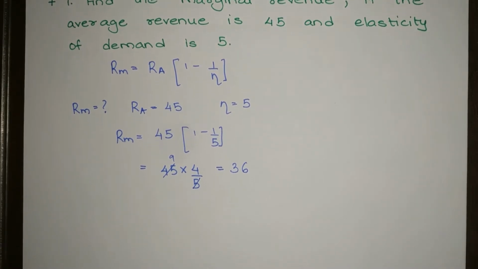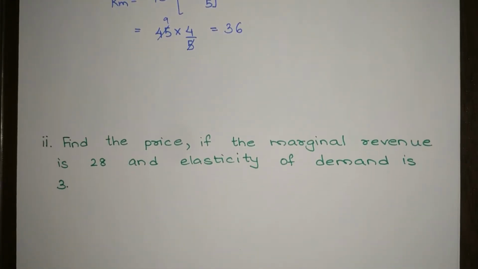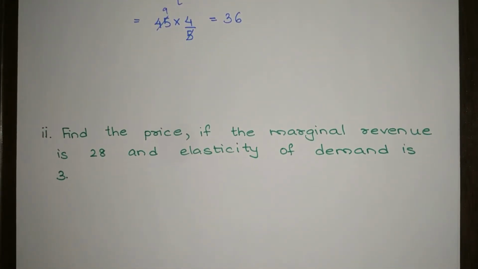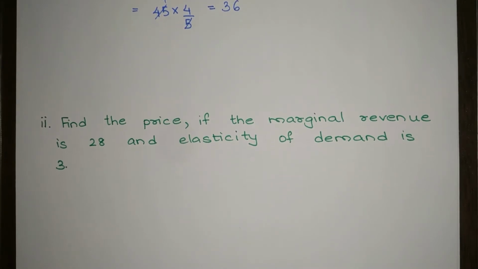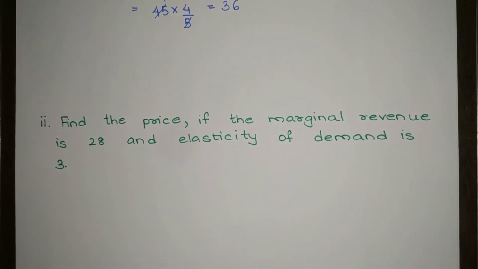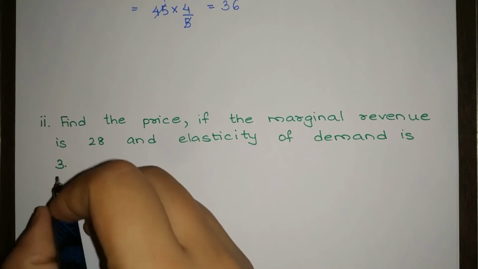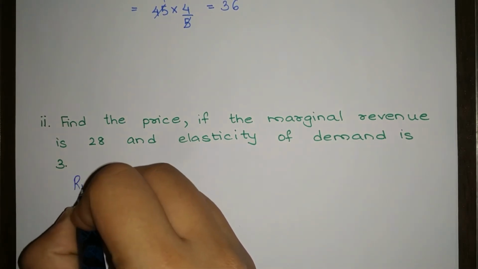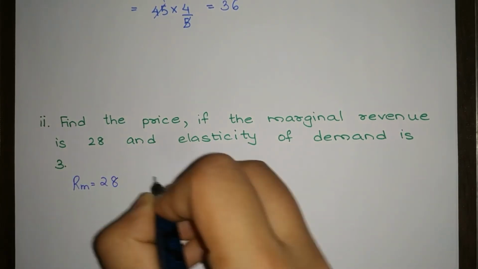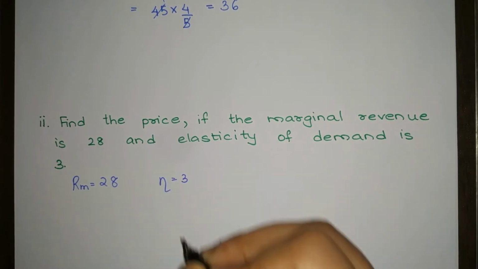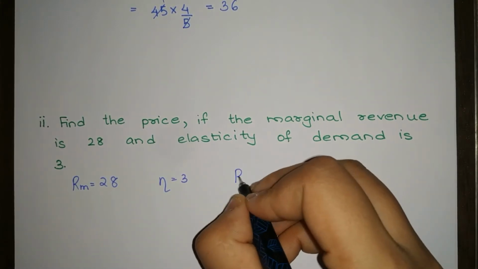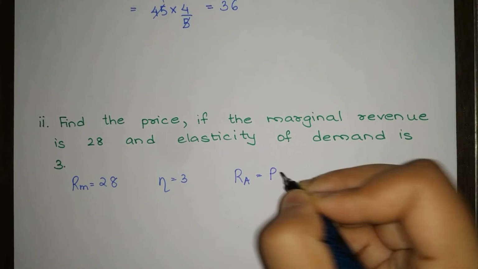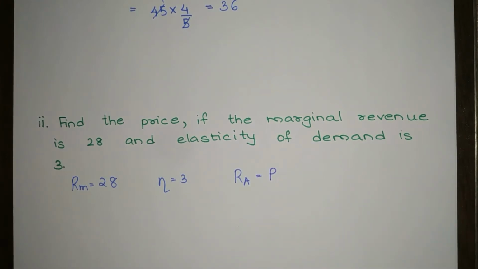Let us do the next part now of the 7th question. Here we are given: find the price if the marginal revenue is 28 and the elasticity of demand is 3. So here we are given RM, that is 28, and we are given eta, that is 3. Okay. Now you have to remember that RA is actually nothing but price. So the same formula will work.